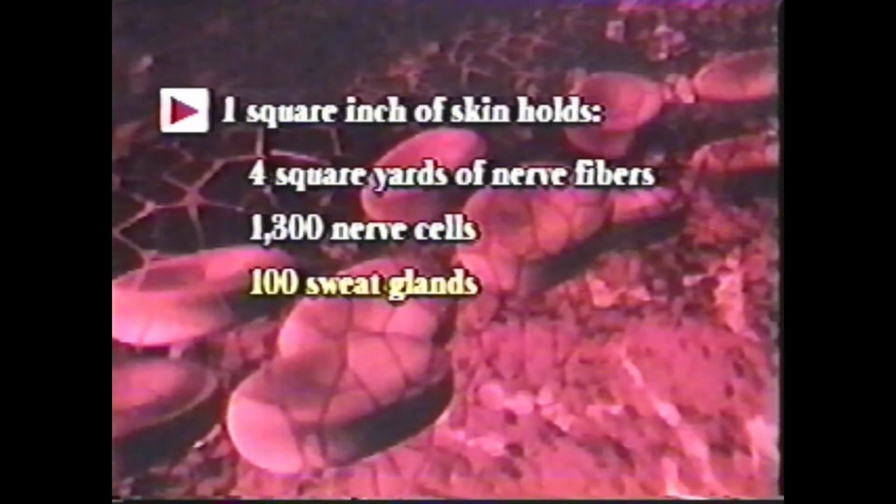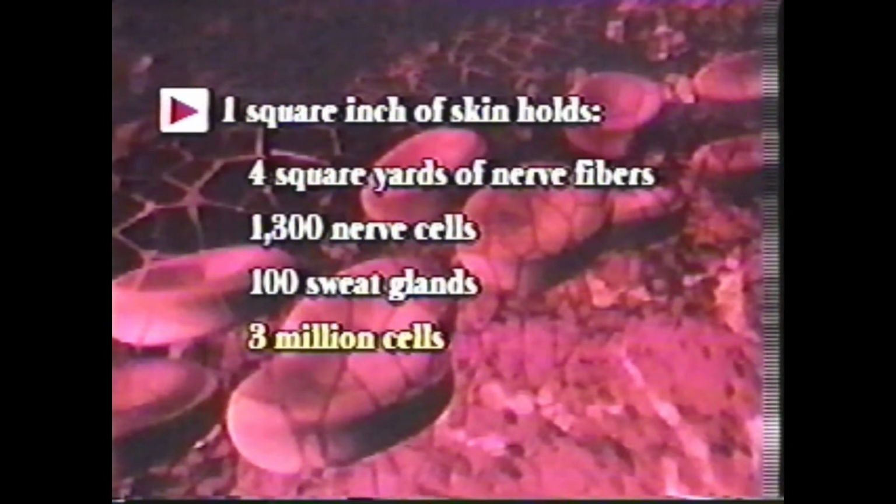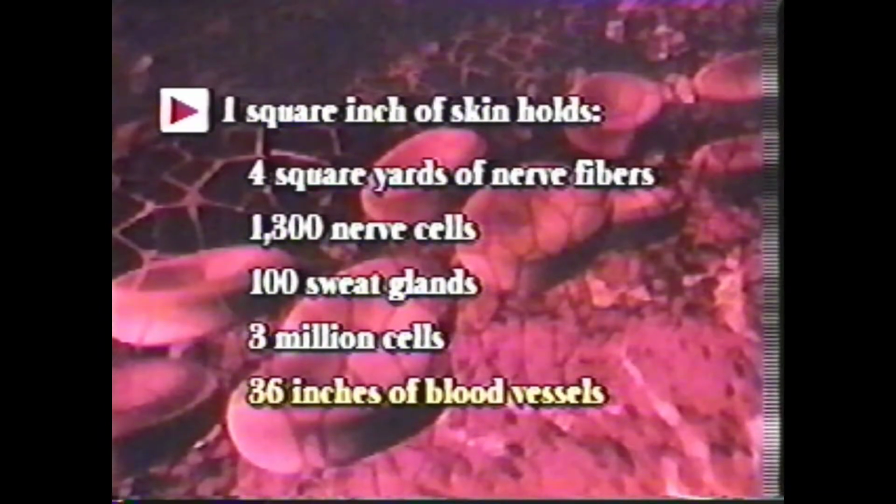Thousands of miles of nerves carry electrical energy. In 1 square inch of skin, there are 4 square yards of nerve fibers, 1,300 nerve cells, 100 sweat glands, 3 million regular cells, and 36 inches of blood vessels. Nerves connect with every organ, gland, muscle, and tissue of the body. The heart and the brain are literally alive with electricity. All these processes depend upon nutrition to keep them alive and well.